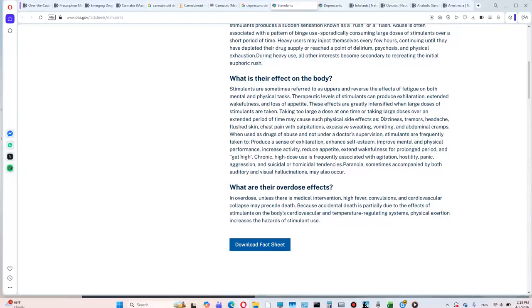What are their overdose effects? In overdose, unless there is medical intervention, high fever, convulsions, and cardiovascular collapse may precede death. Accidental death is partly due to the effects of stimulants on the body's cardiovascular and temperature regulating systems. Physical exertion increases the hazards of stimulant use.